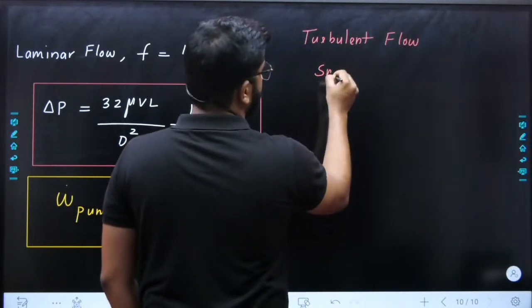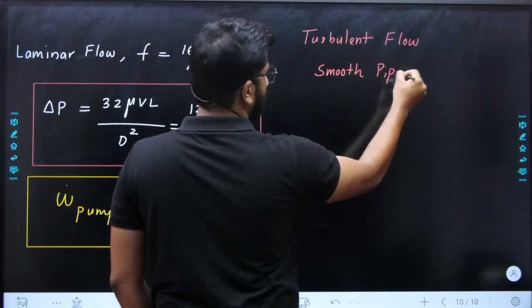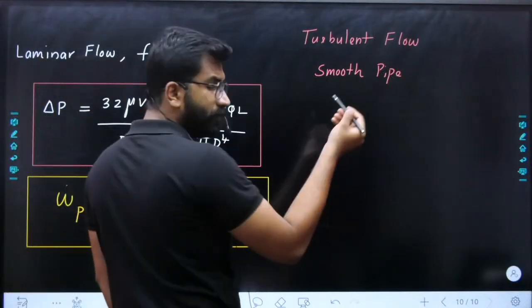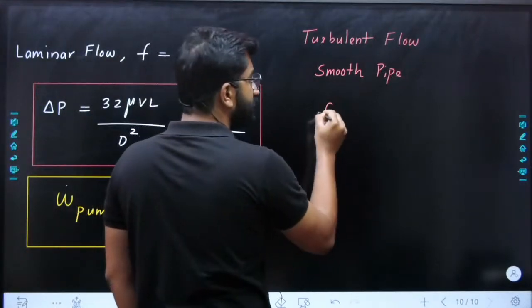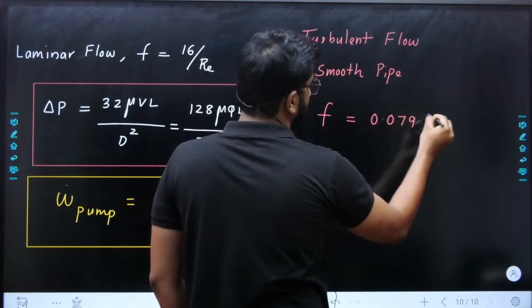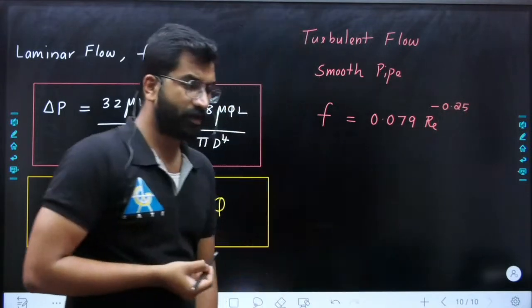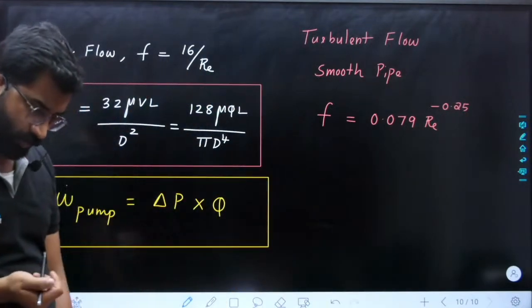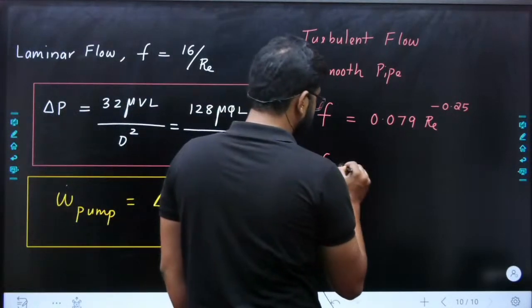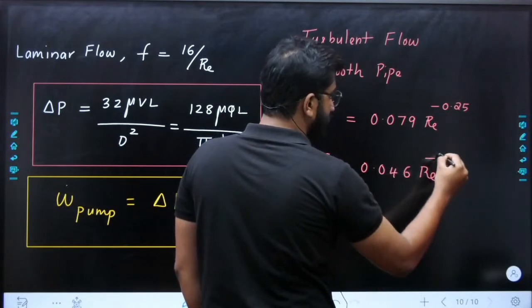smooth pipe. What is the meaning of smooth pipe? Right? Turbulent flow, smooth pipe. In case of turbulent flow, smooth pipe, you have different equations for Fanning friction factor. Fanning friction factor is equal to 0.079 Reynolds number power minus 0.25. You can remember this equation. There was one more equation, I forgot. Yes, 0.046. F is equal to 0.046 Reynolds number power minus 0.2.